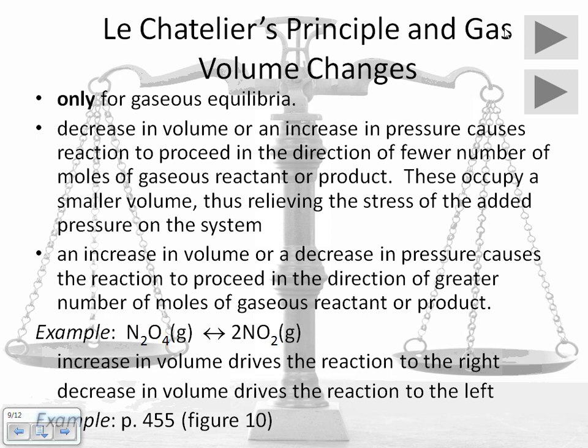Basically, if we decrease the volume or increase the pressure, it causes the reaction to proceed in the direction of fewer moles of gas, reactant or product. So whichever side, reactants or products, has fewer moles, that's the side that's going to be favored. Why? Fewer molecules occupy a smaller volume, and that relieves the stress of the added pressure on the system.